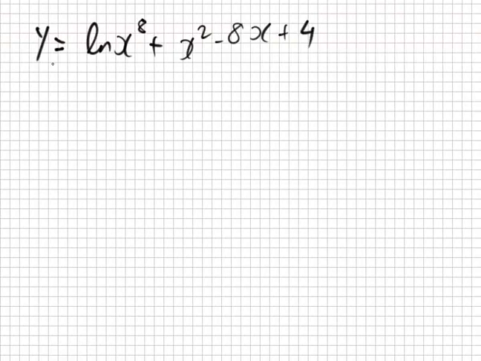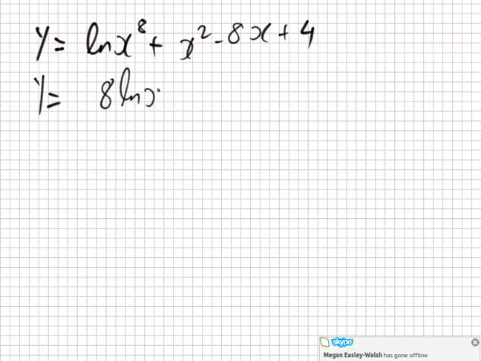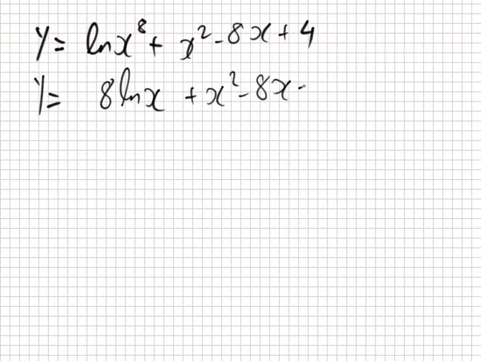We have y equal to 8 log x plus x squared minus 8x plus 4. Now I can calculate the derivative. It'll be 8 over x plus 2x minus 8 equals 0. And how do we simplify this?